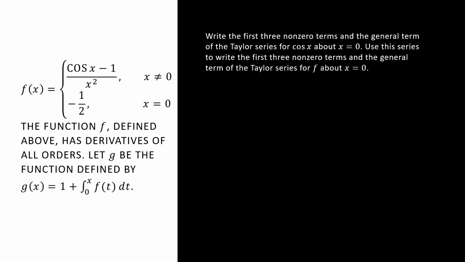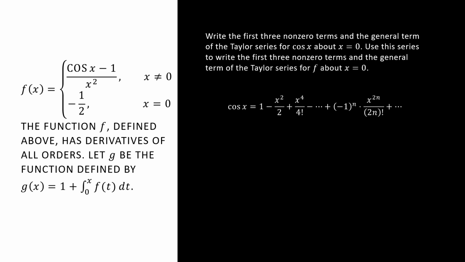So that's really cool. The first part, you're probably going to get some points just for your memorization, right? So just if you know your first three terms and your general term for cosine, because that's memorized, because it's Maclaurin, because it's centered about 0. All right, so then I'm going to use that to find the first three terms and the general term for f.